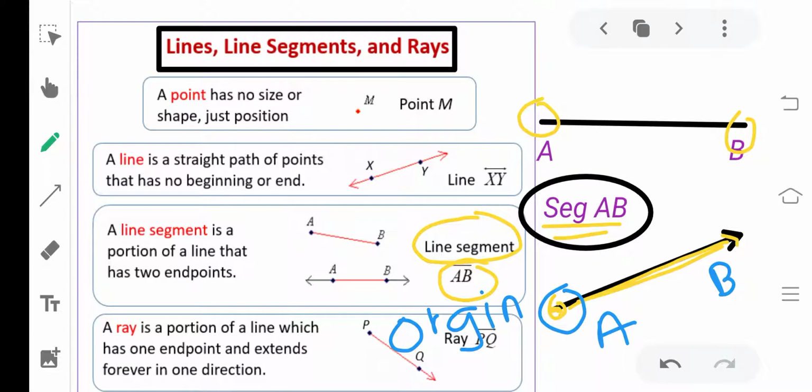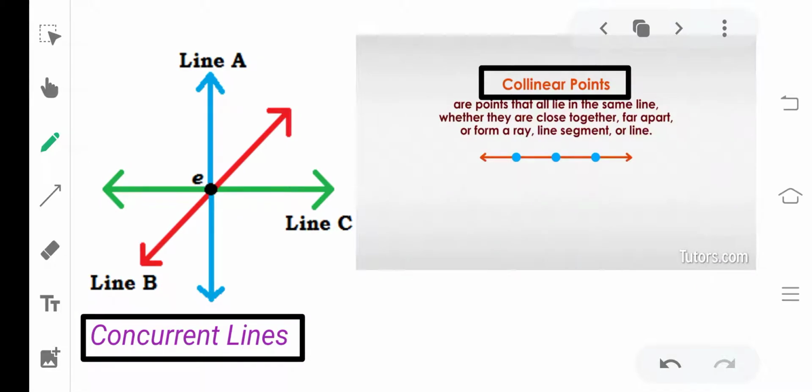So let's get forward. We are learning about concurrent lines. When more than two lines pass through the same point, they are called concurrent lines. You will see that the point E is given here, and from this single point the lines are going. See, this is one line, this is one line, and this is one line. More than two lines going from one single point are known as concurrent lines.